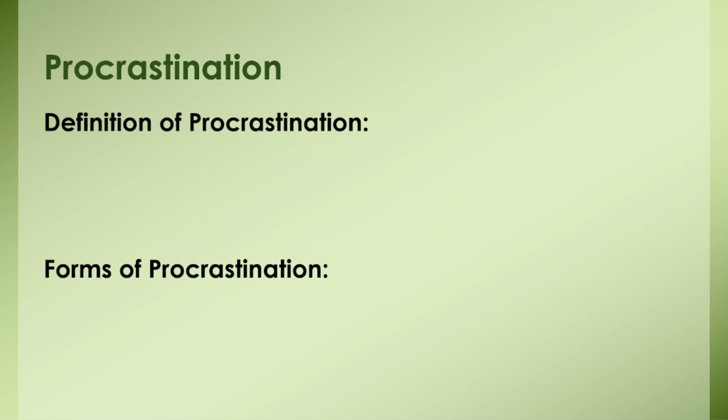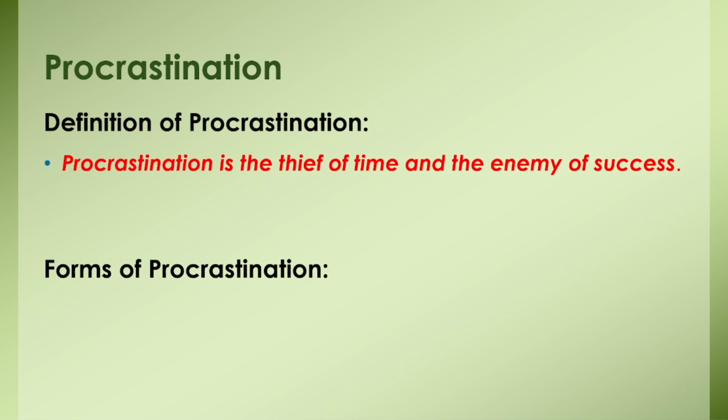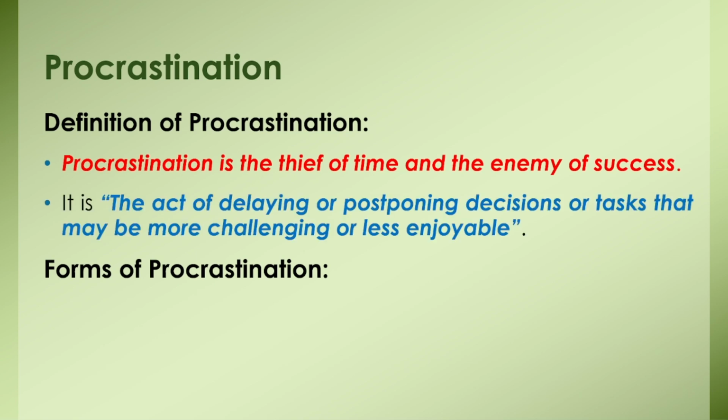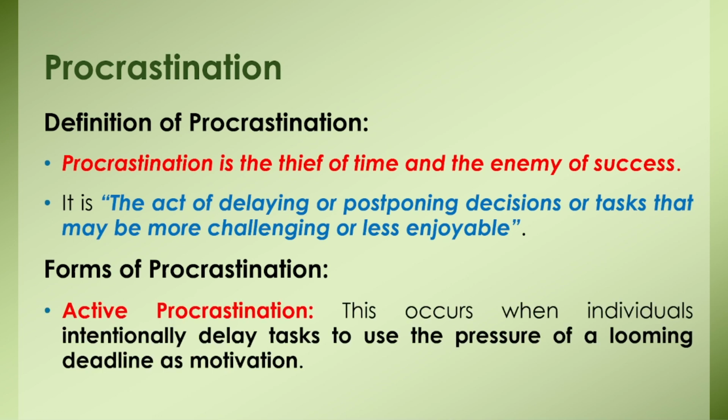Procrastination. We've spoken about procrastination. It's very important. This is the thief of time and the enemy of success, actually. Procrastination is the act of delaying or postponing decisions or tasks that may be more challenging or less enjoyable. So this is the delaying or postponing, because we actually don't like such tasks, so we usually procrastinate. We said that there are 3 forms of procrastination.